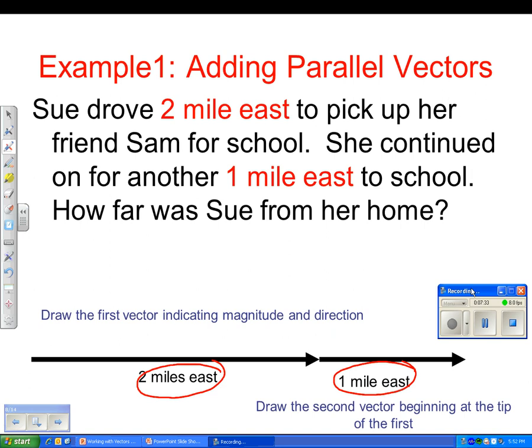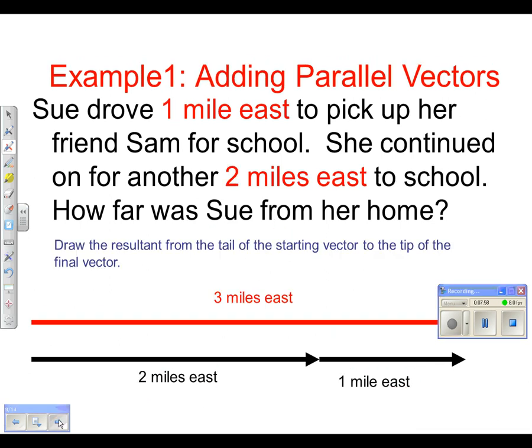And so if you remember, we're looking for, in this case, displacement. How far with a vector displacement. You would draw the first one, the equivalent of 2 miles east, and draw the second one about half its size, 1 mile east. And then once you draw them tip to tail, you get the answer being 3 miles east. And so this is her displacement.